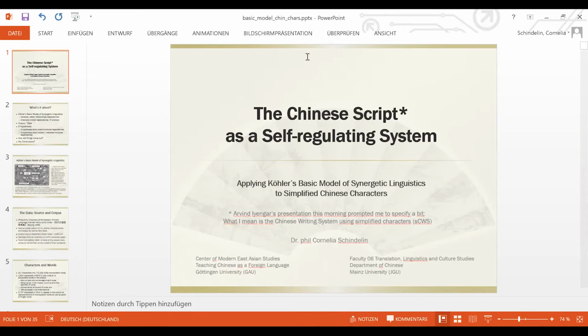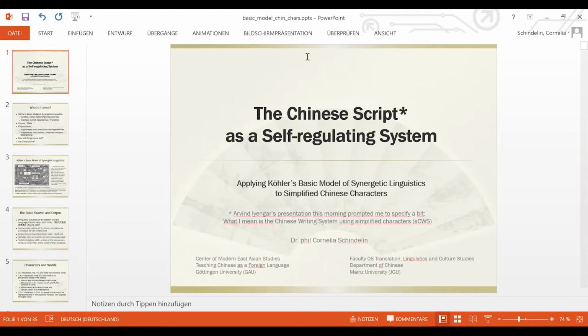Okay, thank you very much. My name is Cornelia Schindelin. I work at one of two universities, and I work in teacher training or translator training. But I do have my hobbies and inclinations, and one of them is the Japanese writing system. So I'm trying to present today something that I did. I will explain just a little bit, and I try to hurry and still articulate clearly. Maybe that will work.